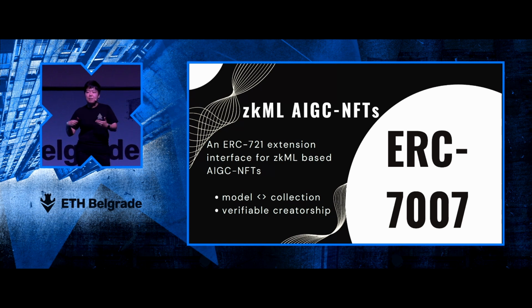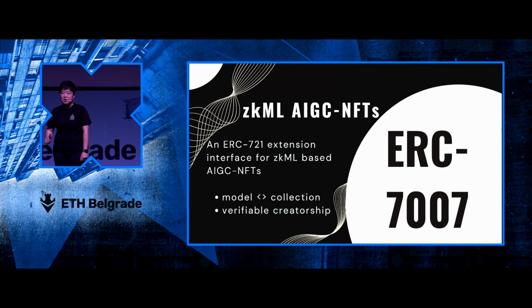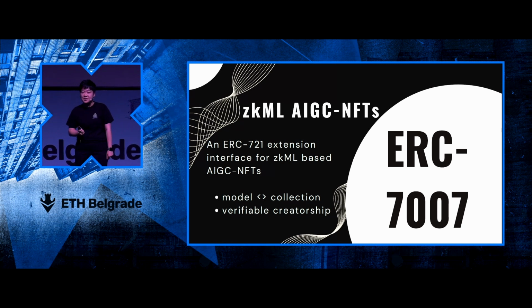Let's say I put in a prompt into Stable Diffusion. How do I prove that I actually did that action, not that I just downloaded a random image off the internet and minted it as an NFT? And this is actually a newly submitted EIP. If anyone wants to, go check it out. The number is 7007. The idea is, what if we can then prove the process of this AI-generated content, right? So AIGC.